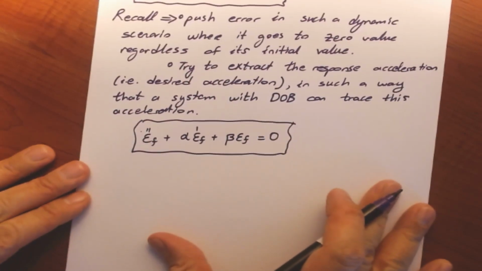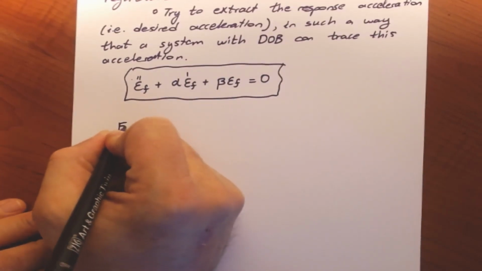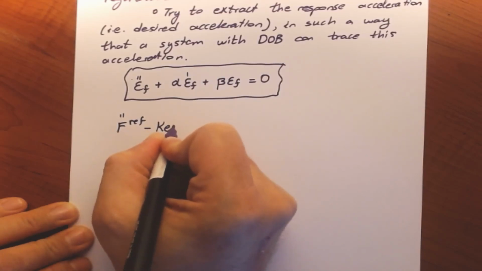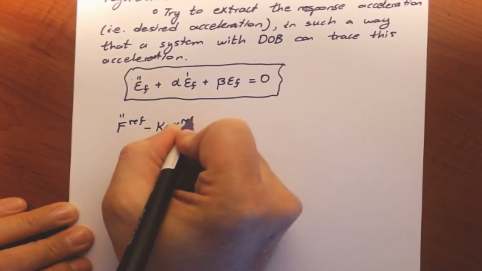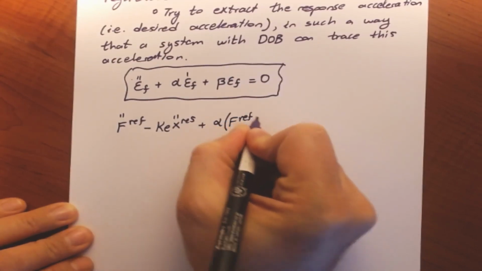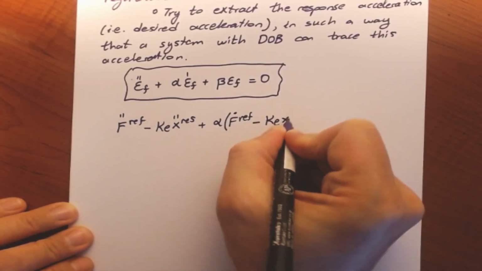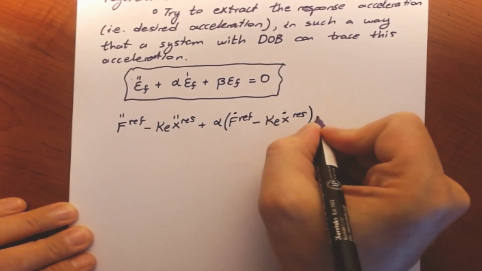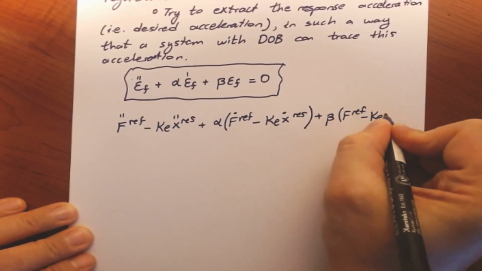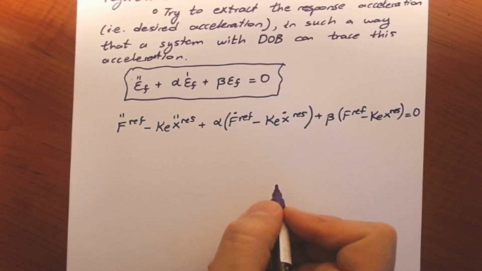What will we have? So we're basically going to get this: F reference double dot minus KE X response double dot, plus alpha times F reference dot, don't forget the derivative here, minus KE times X response dot, plus beta times F reference minus KE X response, should all be equal to 0. That's the main equation that we have in hand.